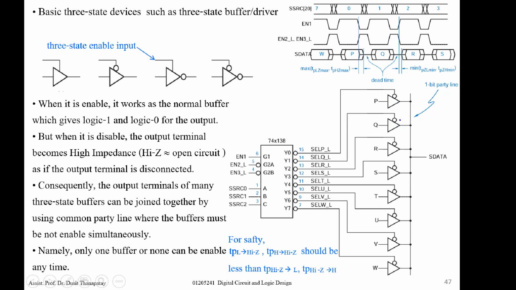Why? Because if you turn them on at the same time, and one output is 5 volts while another output is 0 volts, what happens? A large current will flow in the circuit and destroy or damage these logic gates. So to do that, we use a decoder to generate the enable signal for each buffer, because the output of a decoder will be active for only one, right? One out of n, only one bit will be active.